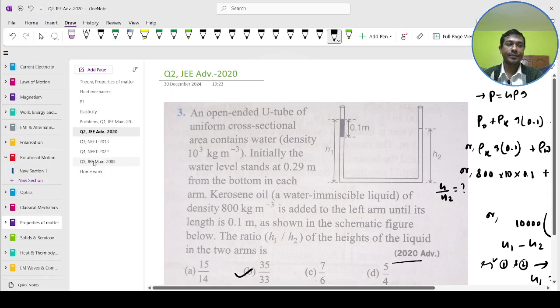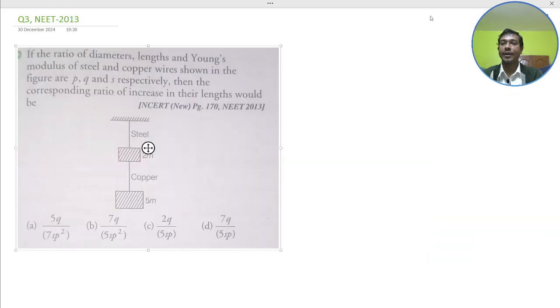Next, go ahead. That is coming from NEET 2013. If the ratio of the diameters, lengths and Young's modulus of the steel and the copper wire shown in the figure is P, Q and S respectively, then what would be the corresponding ratio of the increase in length? So you have to find the increase in length of the steel and the copper, that is delta L steel divided by delta L copper.